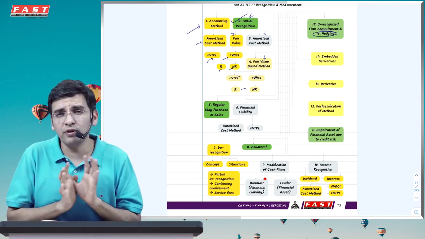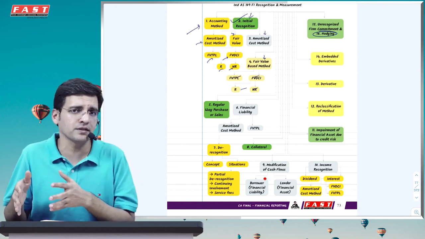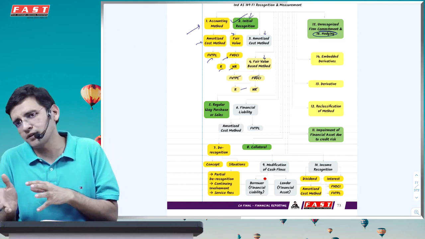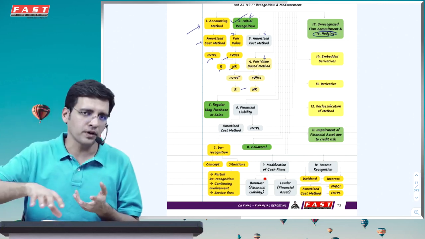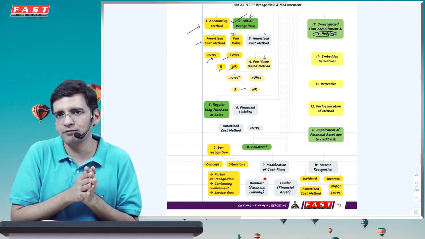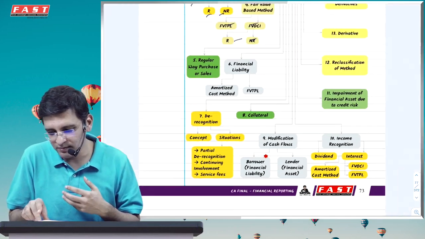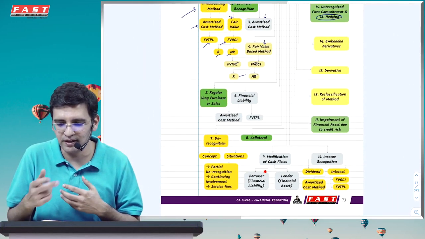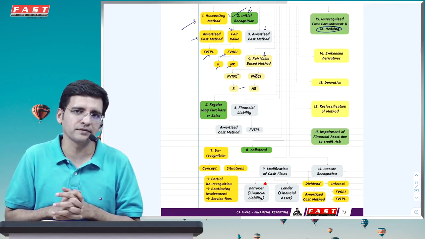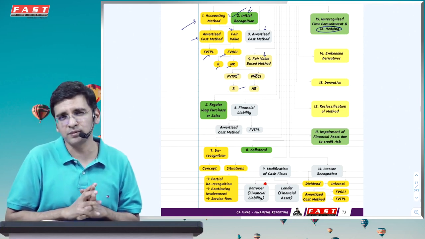This is more so from a financial asset perspective. Financial liabilities are primarily cost-based. Once we study these methods, we'll simultaneously study how to account for financial liabilities when we see the accounting portion. That will give you a complete idea of how to apply these methods. Then we come to the special topics: derecognition, collaterals, modification of cash flow, income recognition, and embedded derivatives. Derivatives and embedded derivatives are topics where you'll really need some inputs because there's some confusion among students.